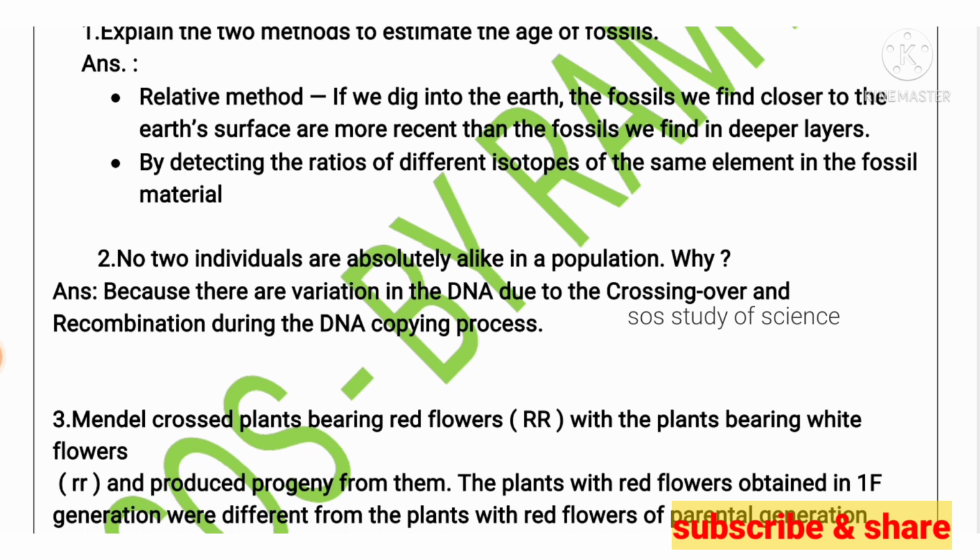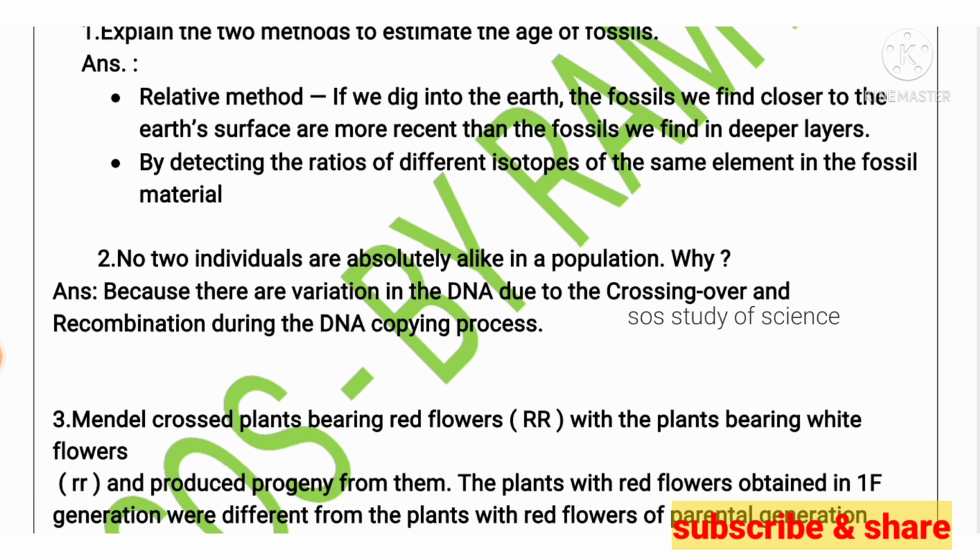Second question: no two individuals are absolutely alike in a population. Why? First of all, you need to understand this question. They are saying no two organisms look exactly identical. Alike is nothing but exactly identical. Why? What is the reason? It is because there are variations in DNA due to crossing over and recombination during the DNA copying process. And when does the DNA copying process take place? When there is fertilization during reproduction, that means the fusion of male and female gametes takes place. During that time, the chromosomes from the father and the chromosomes from the mother combine.